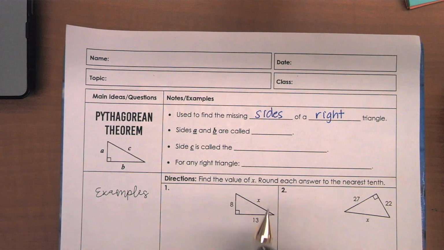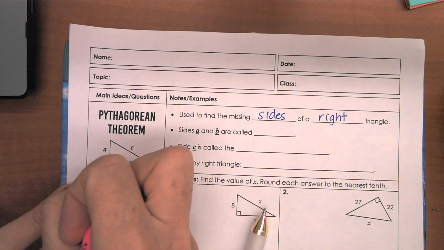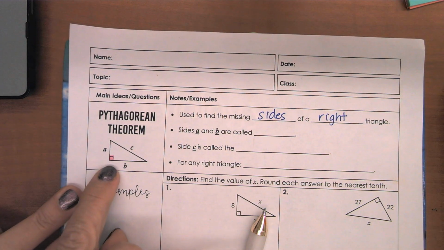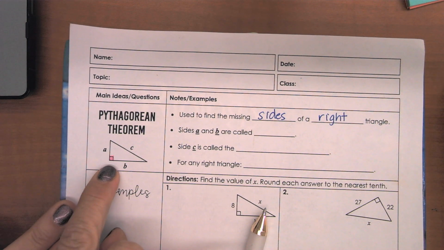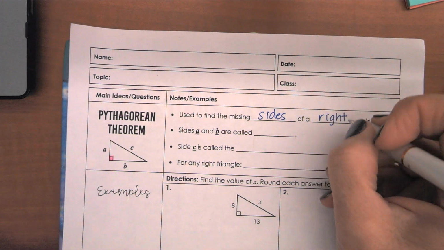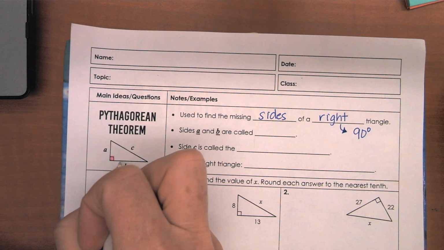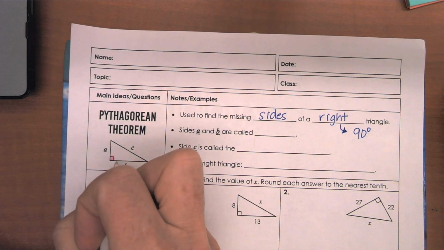And I know it's a right triangle if it has this little box here in one of the corners of the triangle. So that little symbol right there means this is a right triangle, and right triangles have a measure of 90 degrees. They are 90-degree corners.